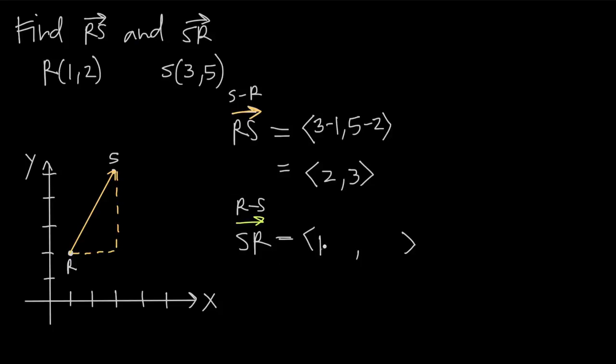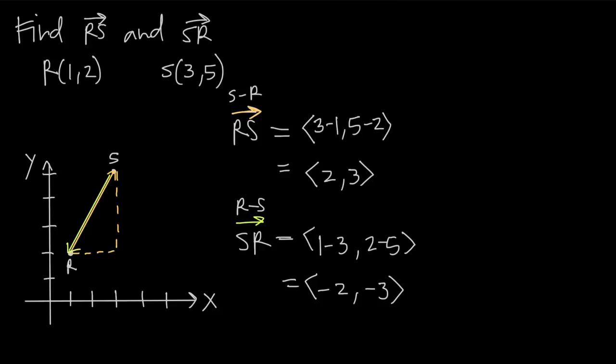Instead of 3 minus 1, it's 1 minus 3. And then for the new y value, it's going to be 2 minus 5 instead of 5 minus 2. And when we simplify this, 1 minus 3 gives us negative 2, 2 minus 5 gives us negative 3. So the vector SR is the vector <-2, -3>, which just tells us how to get from S to R. In other words, this vector right here, so we'll do it just next to it so that you can see what it looks like. So just next to it is going to be this vector here, SR.